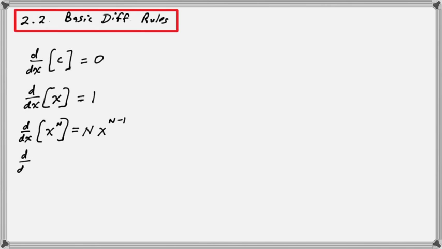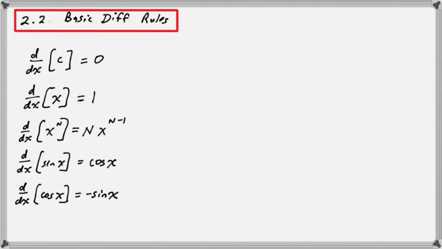What else do we have? We were given a few more in this section. The derivative of sine of x would be cosine of x. And the derivative of cosine of x was negative sine of x. And then there's the e to the x derivative. e to the x is the only one whose derivative is itself. So the derivative of e to the x is e to the x. These are some of the first differentiation rules we're going to start with.